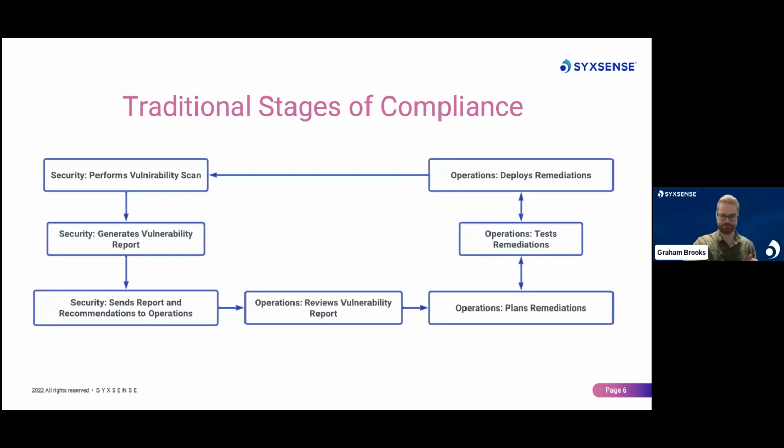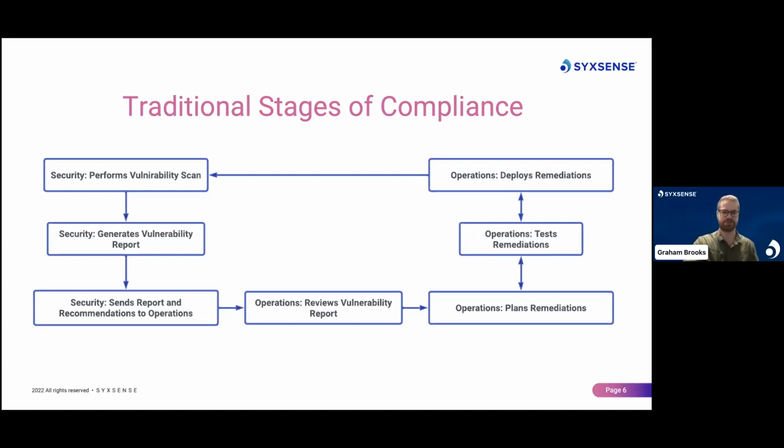Then the IT operations team selects the highest priority vulnerabilities from that report that they think they have time to fix, because often you can't do everything. You have to look at the highest priority items and only resolve them because that's what time allows. After they build that, they will then plan out their remediation process.